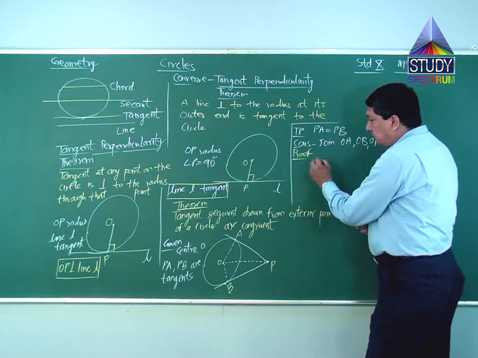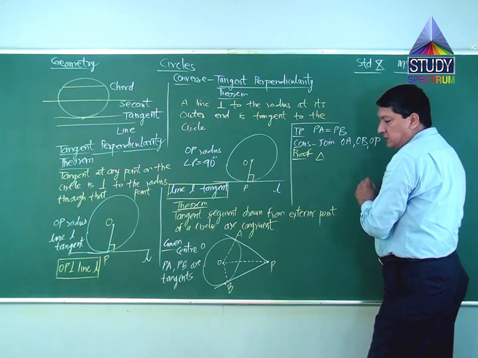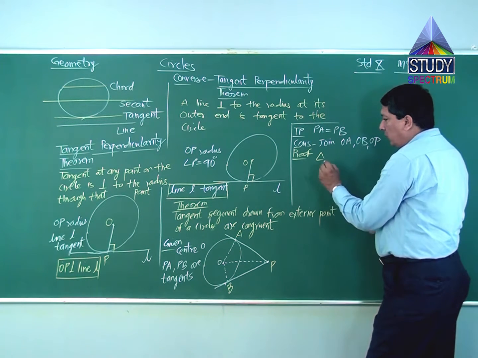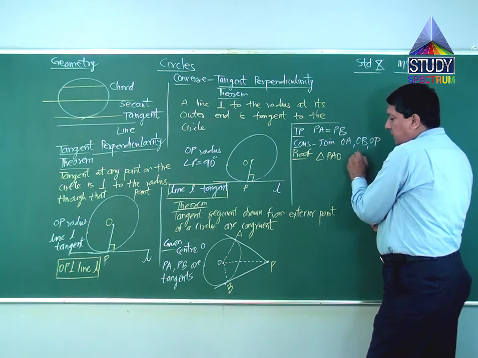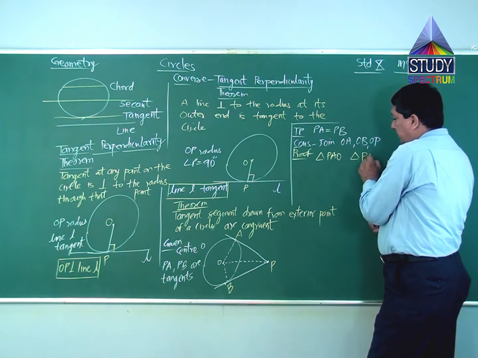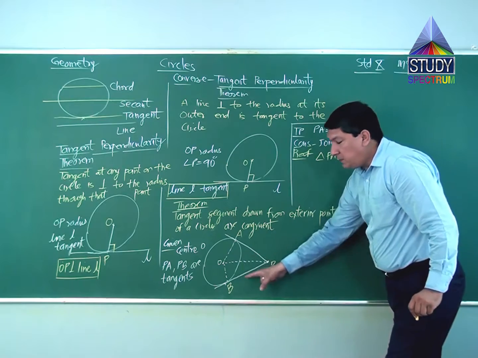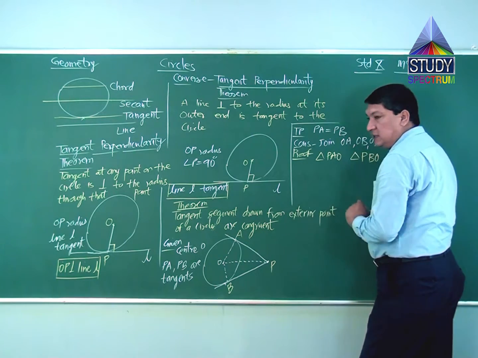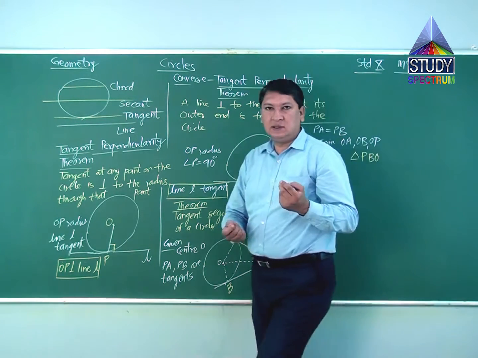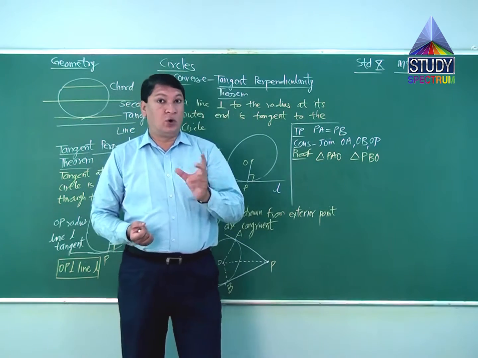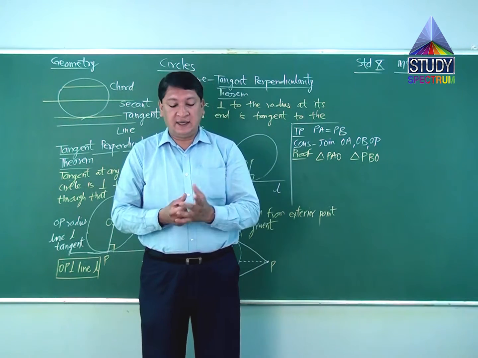Now we can consider two triangles, triangle PAO and triangle PBO. We take these two triangles PAO and PBO. In these two triangles, if we get three reasons, we can say the triangles are congruent. Now we know the tests of congruency.